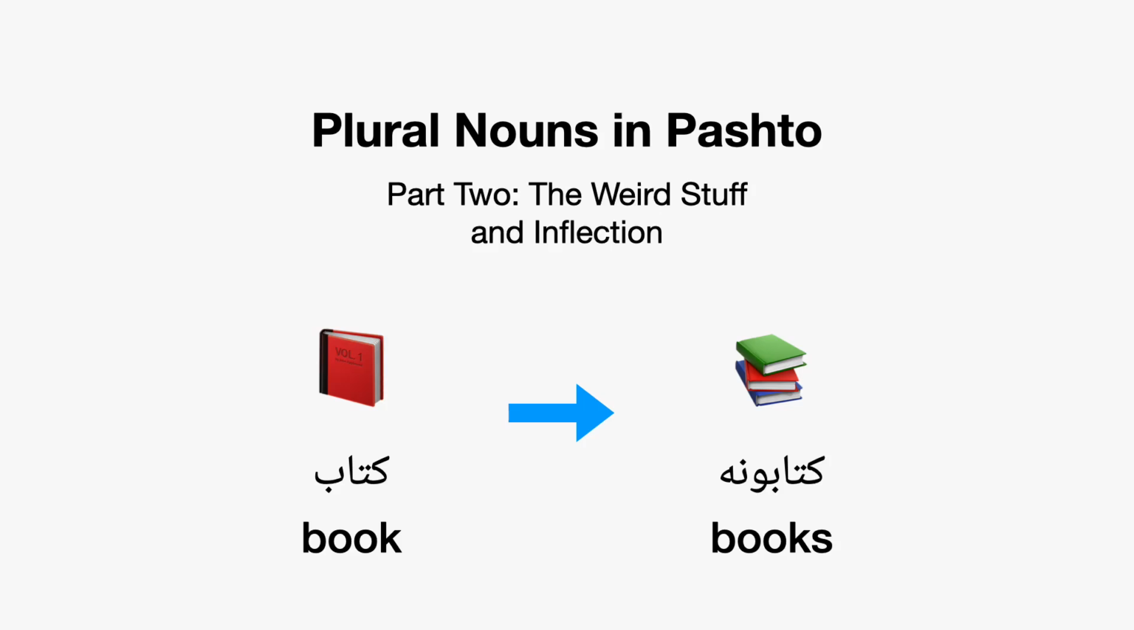Okay, now we're going to continue on our discussion of plural nouns in Pashto. So we're going to talk about some of the weird ways that things turn into plurals, some exceptions, things like that, and then also about how we inflect these plural nouns. So there are some irregular plurals in Pashto that you have to just learn or get used to.